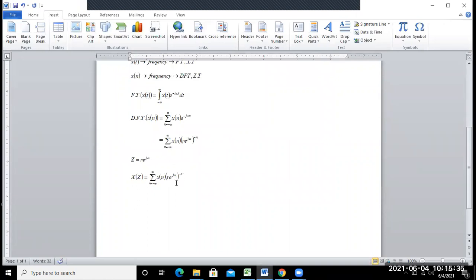इसको हम लोग क्या कर सकते हैं यहाँ से सेपरेट r to the power minus n, summation of n equal to minus infinity to infinity xn e to the power minus j omega n into r to the power minus n लिख सकते हैं कि नहीं.